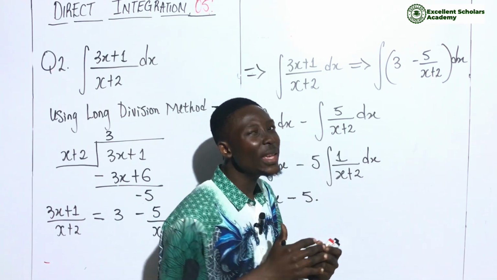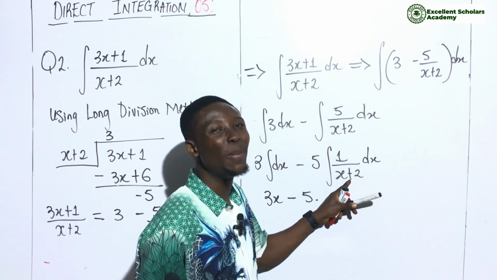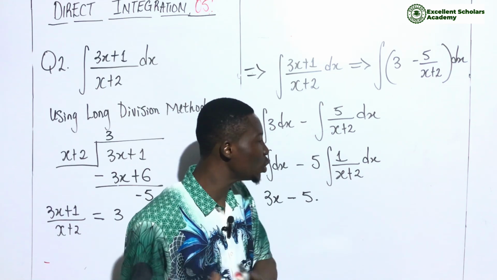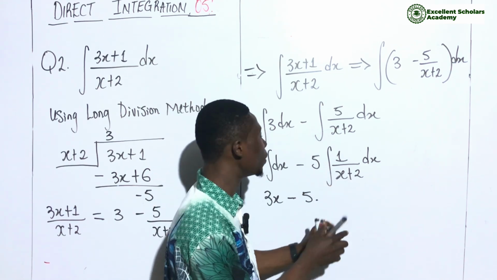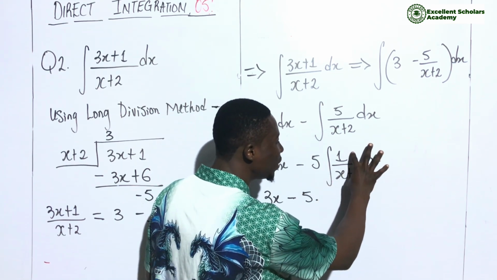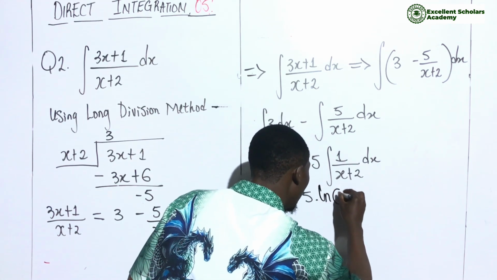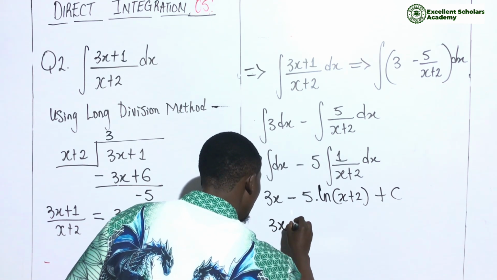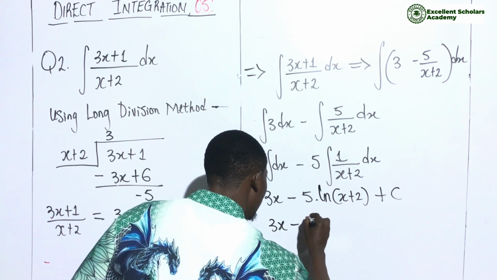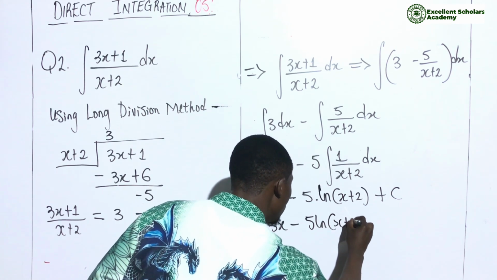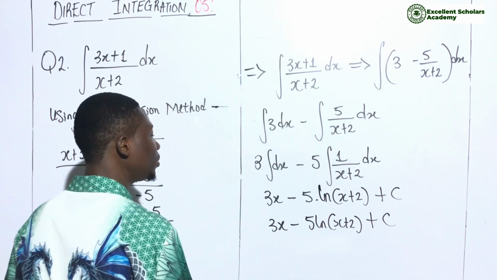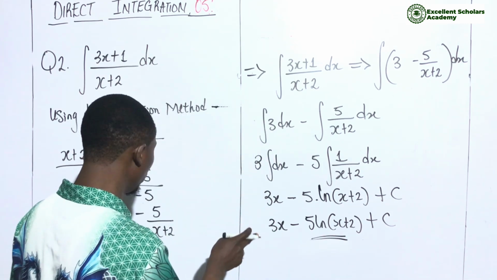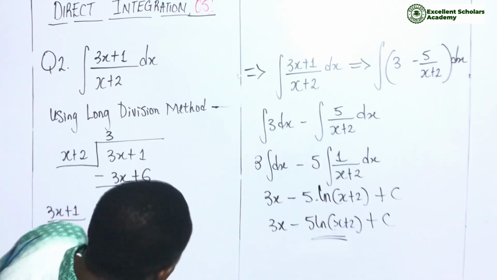Now, you could also integrate this by u substitution. But I think you have to go watch the video on u substitution so that you get to understand how that becomes. But you know it that when you integrate this, you're going to have ln of x plus 2 plus a constant. So our final answer becomes 3x minus 5 ln of x plus 2 plus c. Now, this is an answer, but another way you could also write this is this.